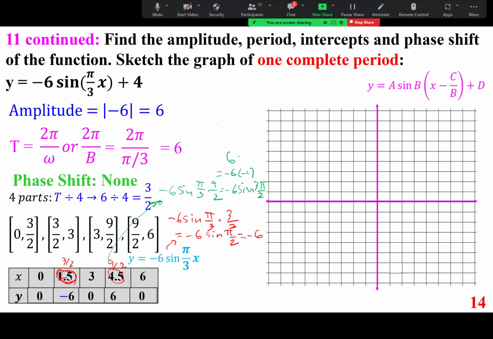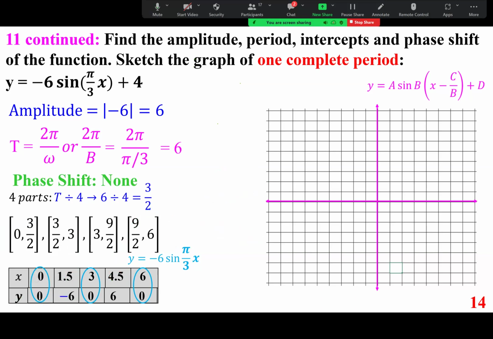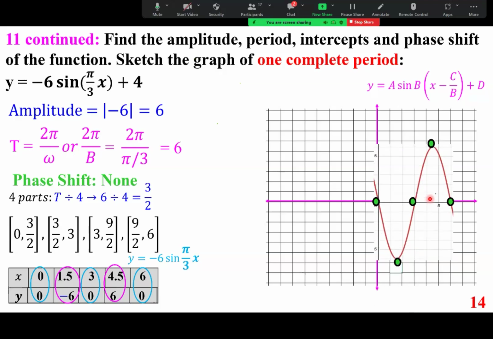And all you have to do is plot those pairs carefully. So let me erase my work. So plot 0, 0, 3, 0, and 6, 0. Plot the other two: 1.5, negative 6, and 4.5, 6. So this is 1, 2, 3. This is 1.5. This is 3, 4, 4.5. And so that's the graph. This would be a complete cycle for this function.